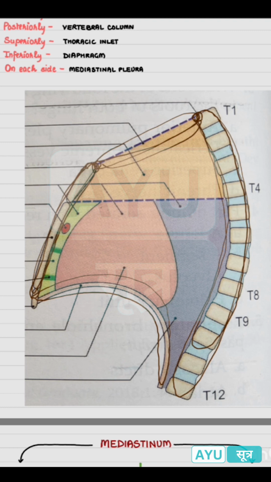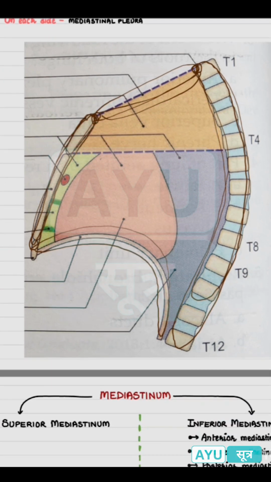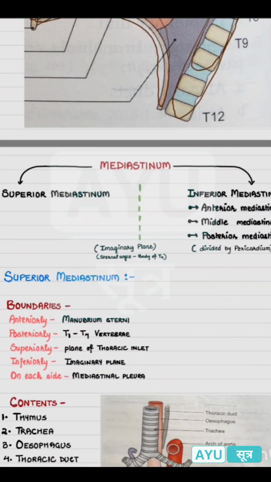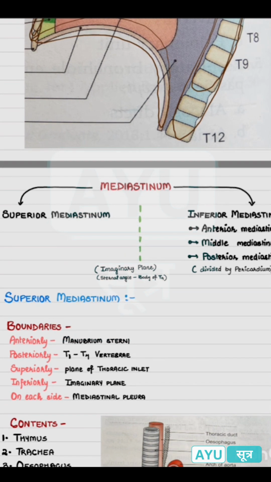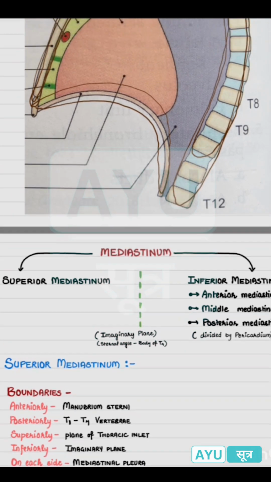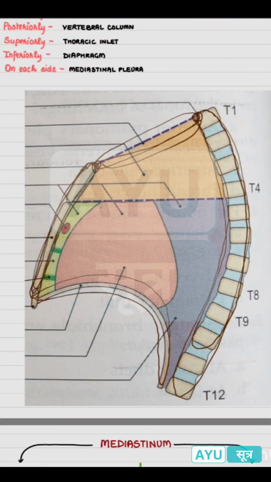It is a part of the parietal or outer pleura of lungs that lines the chest cavity in the area between the lungs. Now, mediastinum is divided into superior mediastinum and inferior mediastinum by an imaginary plane. I repeat, by an imaginary plane passing through the sternal angle. I'll show it now. By an imaginary plane passing through the sternal angle, which we see in between the manubrium sterni and body of sternum, and the lower border of the body of fourth thoracic vertebra.